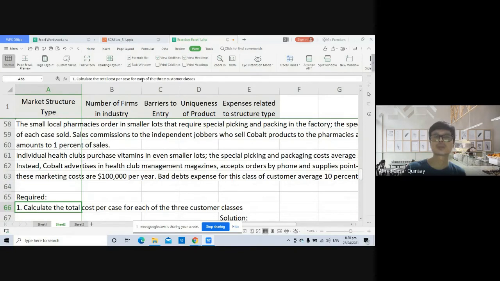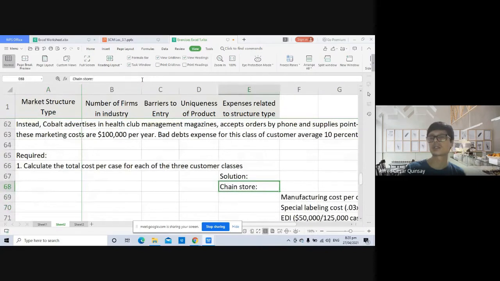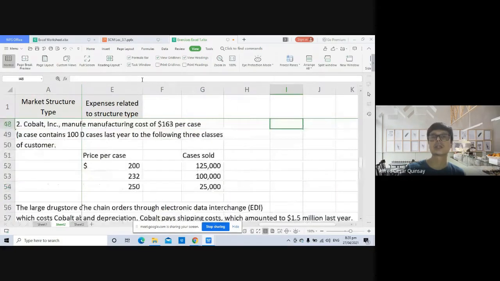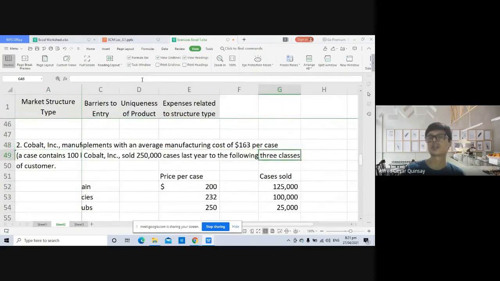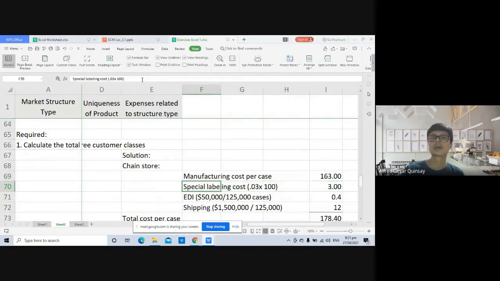Required: calculate the total cost per case for each of the three customer classes. So dito muna tayo sa cost sa chain store, sa drugstore. Okay, so manufacturing cost per case is 163. Saan nakuha yun? Given na yun, di ba? Okay, so manufacturing supplies an average cost of $163 per case. Okay? So yung special labeling para dito sa chain store, 3% times 100, kasi bawat isang case may 100 na nakalagay. So $3.